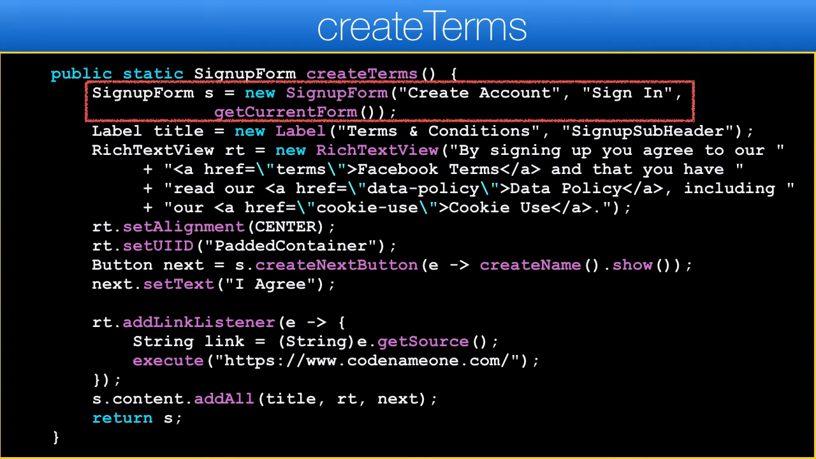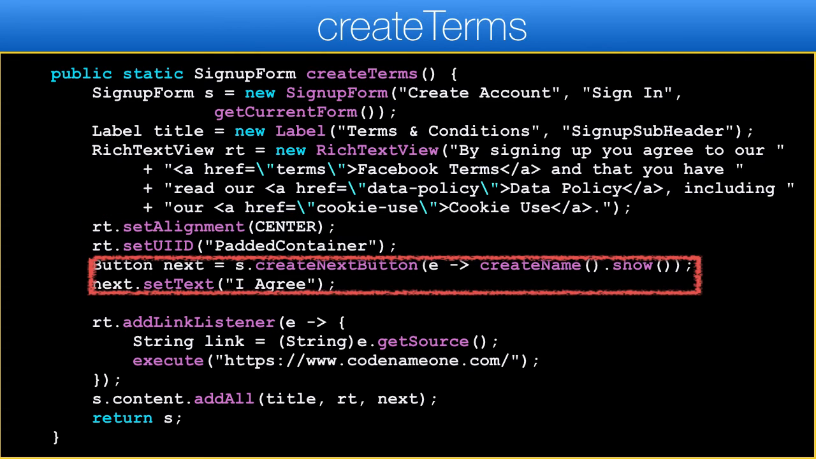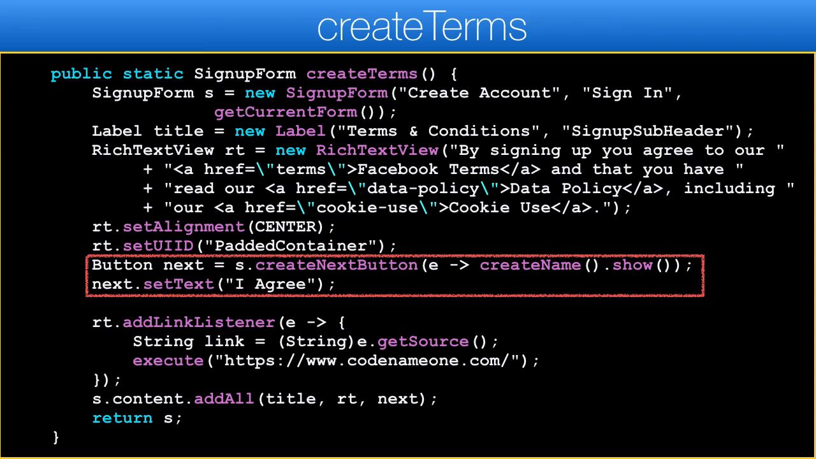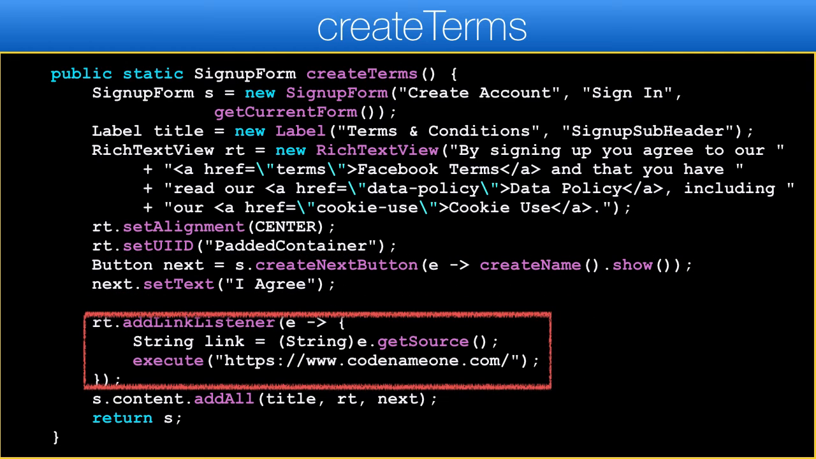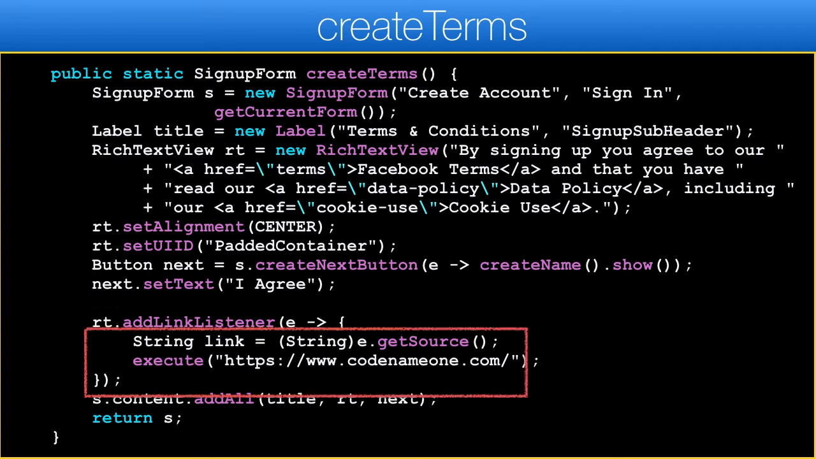The sign-in label appears in the iOS back button. We center align the HTML since it renders into flow layout. This is pretty easy. We need a different label for the next button. We show the create name form on the next operation. I left this as a mockup. Clicking the links isn't used, but you can implement these links in any way you want.